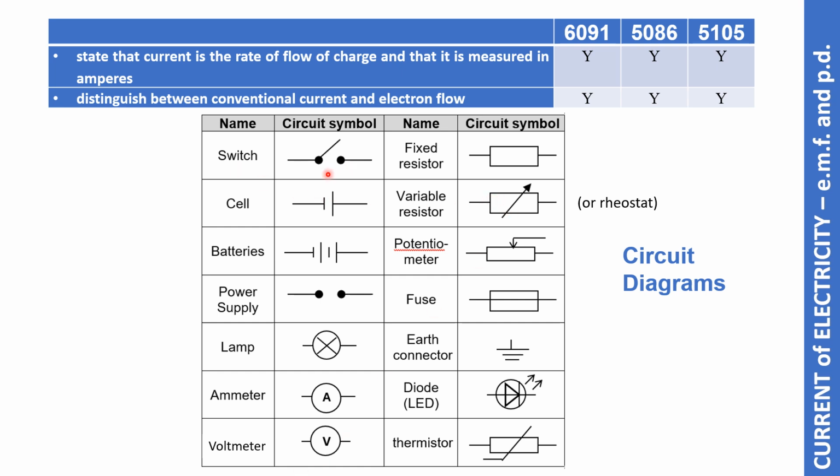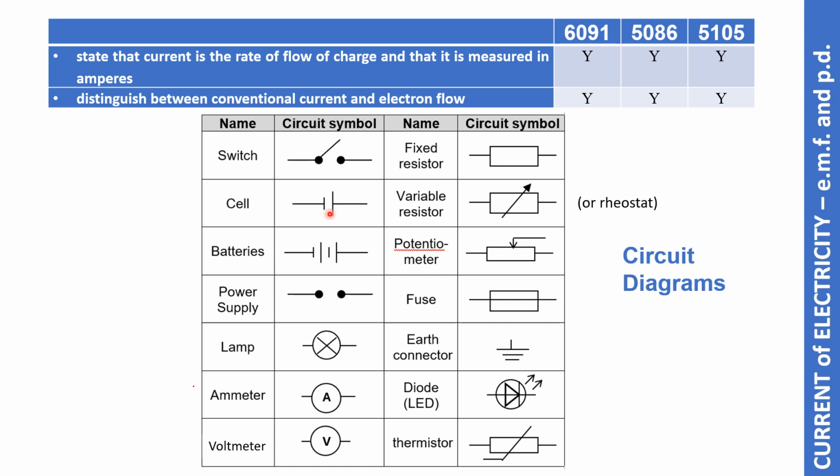For the switch, I think it's self-explanatory. The two dots need not be there. You do not need to draw the two dots. Obviously, when it's an open door, it means open circuit, no current is flowing. When the door is closed, then it's a closed circuit and current will be flowing.